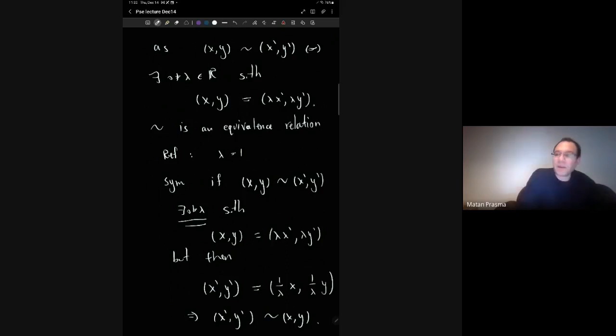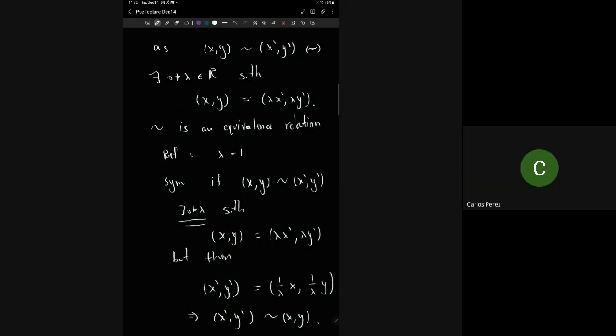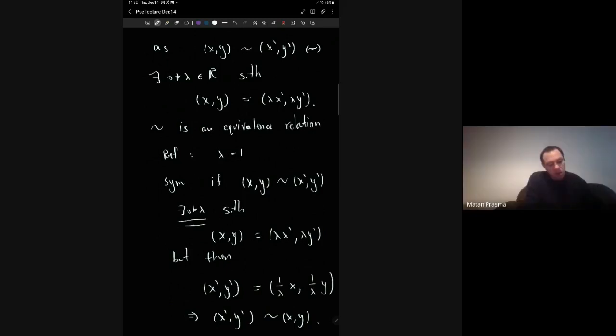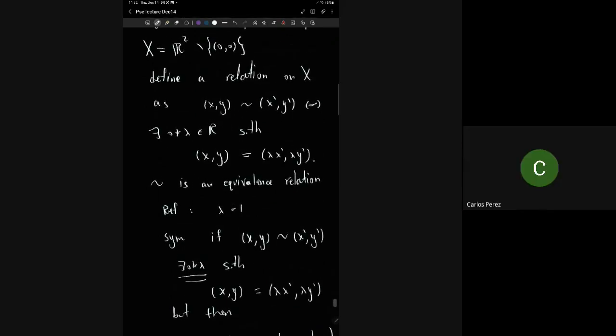Yes. Under what assumption can we assume that lambda is invertible? Like we can only invert a lambda if it's part of a field, right? It is, the real numbers are a field. Okay, fair enough. Okay, sure. Yeah. My bad. Yeah, that's true.